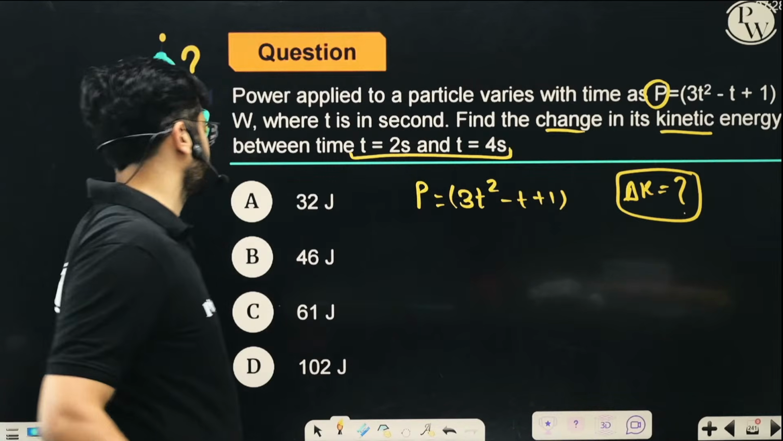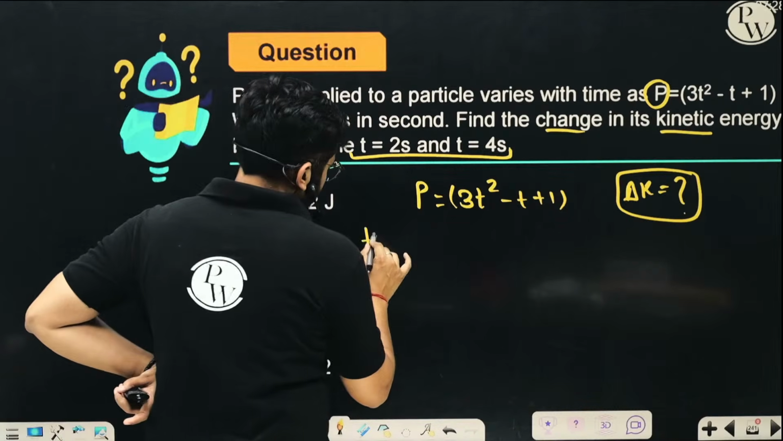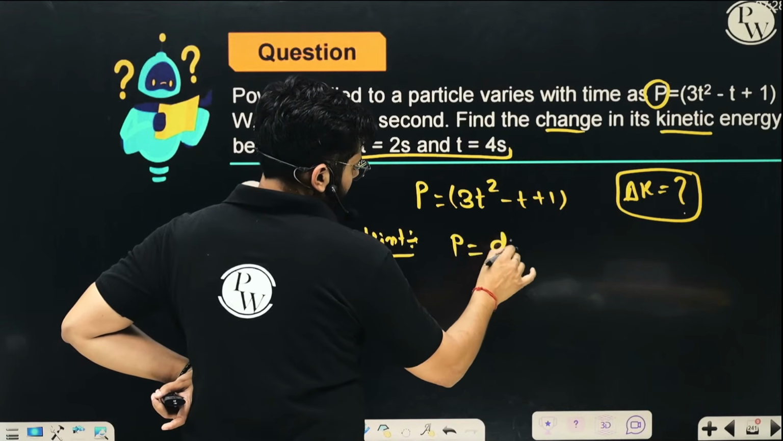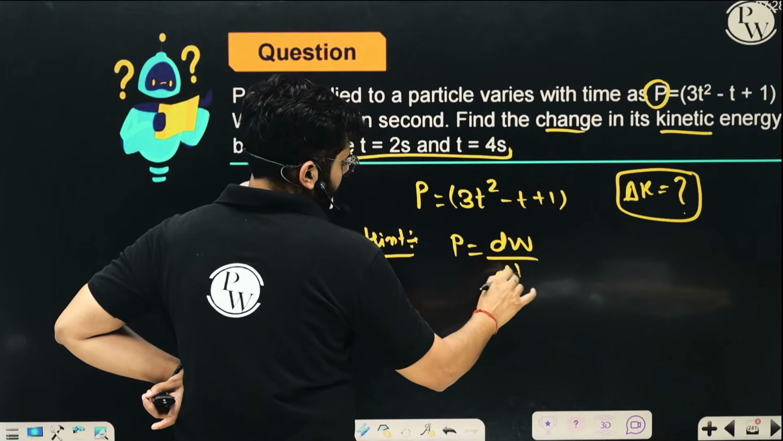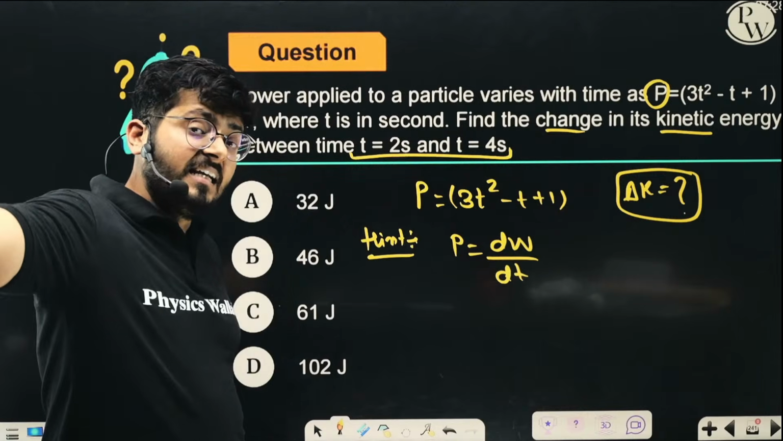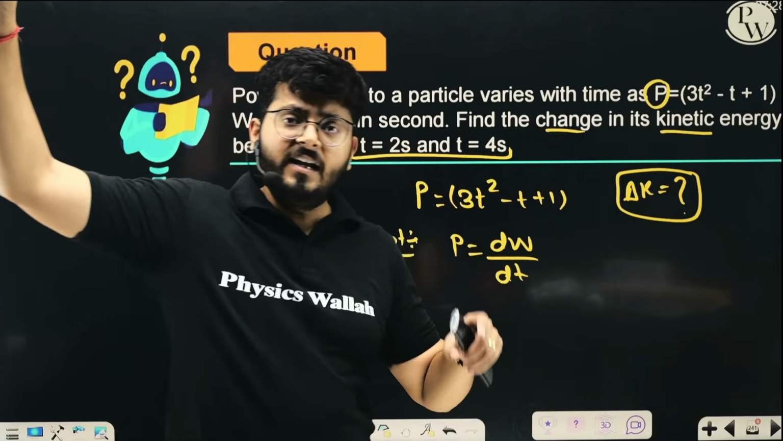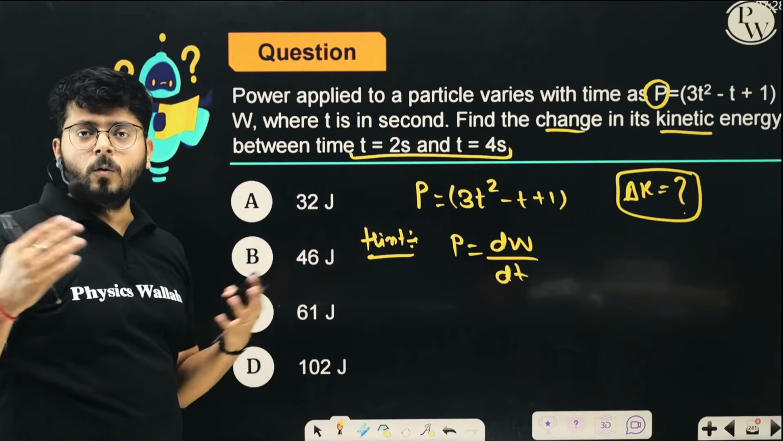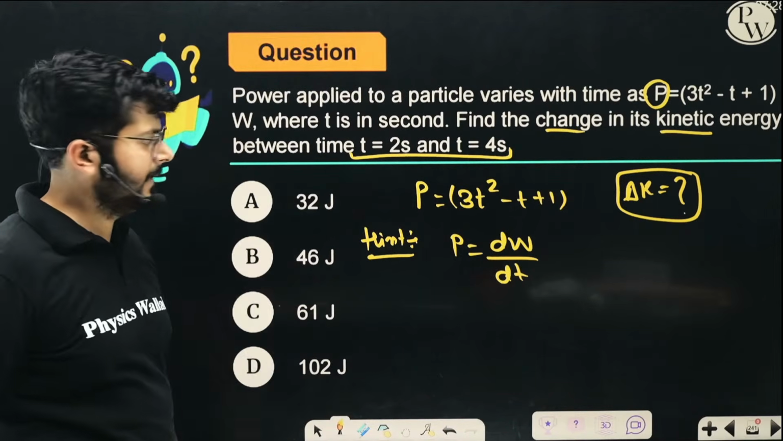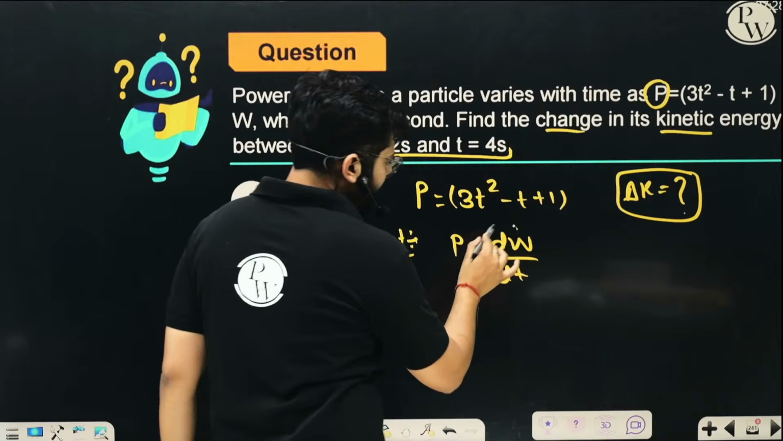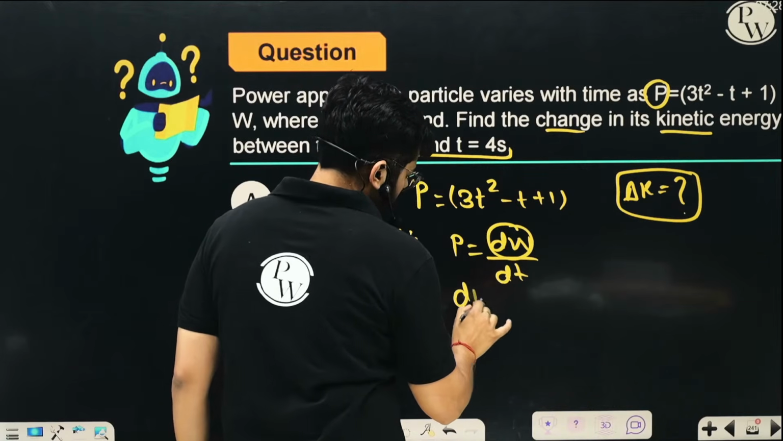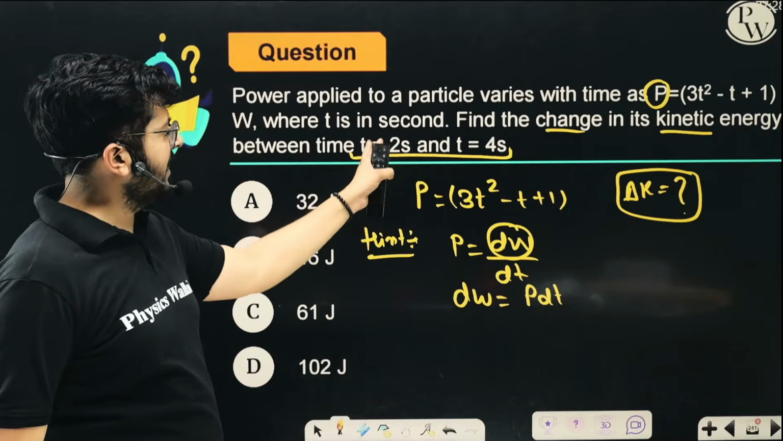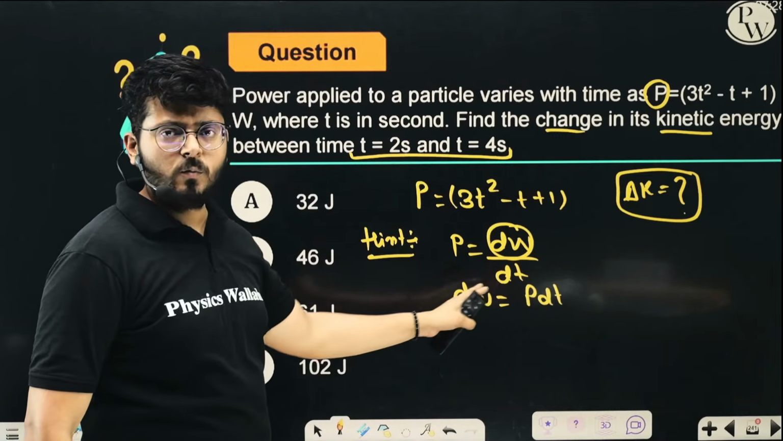Think about it. Let me give you a little hint. You see that power is rate of change of work done, dW by dt. We are interested in kinetic energy change. The change of kinetic energy is dependent on work done, right? So somehow if we can relate this power with work done, we can get our problem solved, right? Okay. So you see that dW is equal to P dt, all right? dW is P dt.